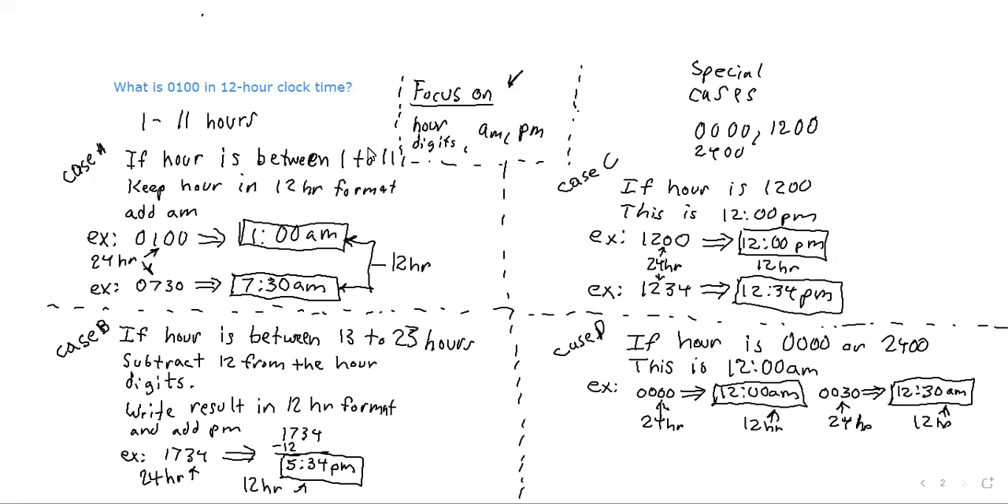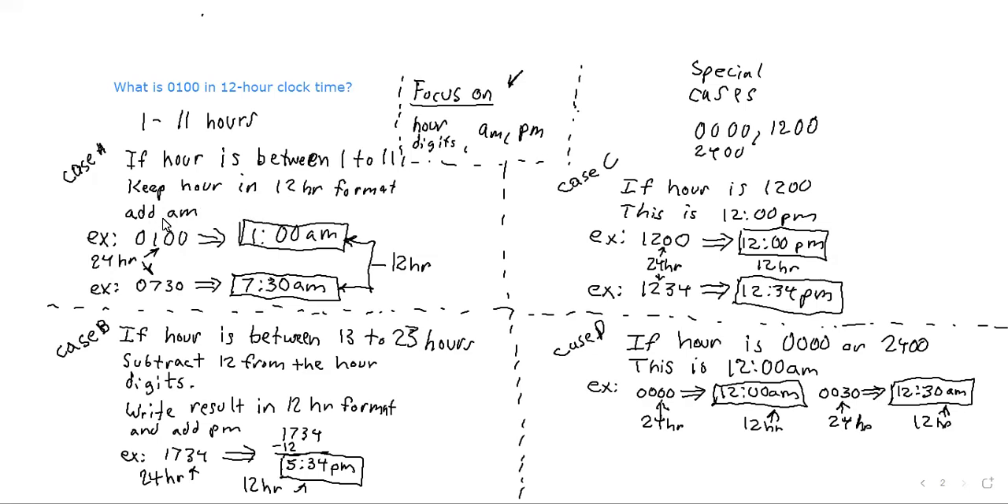If the hour is between 1 and 11, we're going to keep the hour, put it in 12-hour format, and add AM. The 12-hour format for the hour digit is simple: anything from 1 to 9 in military time has a 0 to the left of it, because it's a two-digit hour in 24-hour format. In the 12-hour time system, we don't do that. So anything from 1 to 9, you drop that 0 to the left and write it in 12-hour format.